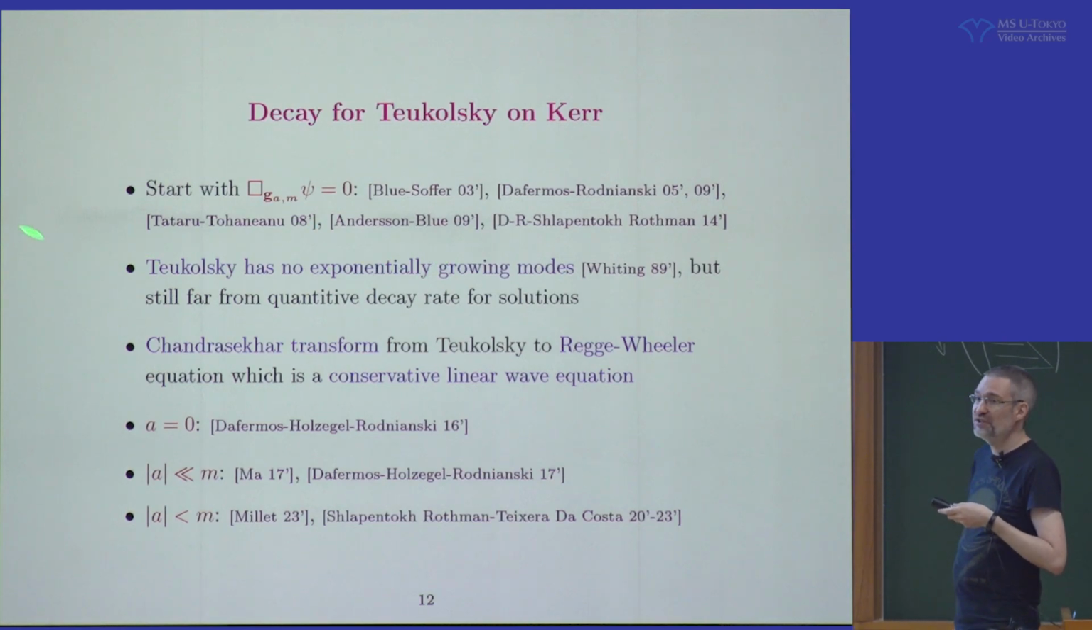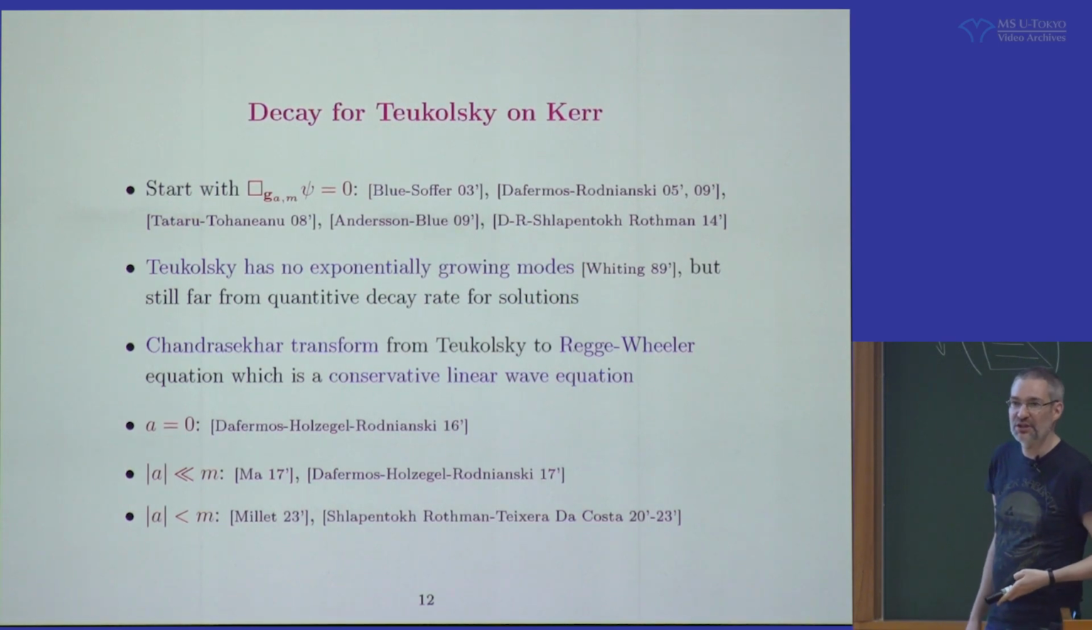Now let me come back to Teukolsky, which I recall are spin 2 equations. So they are more complicated. In the physics literature, the last result I'm quoting is the one of Whiting, who could prove that these Teukolsky equations have no exponentially growing modes. So this is in fact very far from what you want to achieve. You really want to prove quantitative decay rates for solutions if you want to apply it to the true problem of Einstein equations. But at least you should understand the result of Whiting as saying that there are no obvious counterexamples to decay.